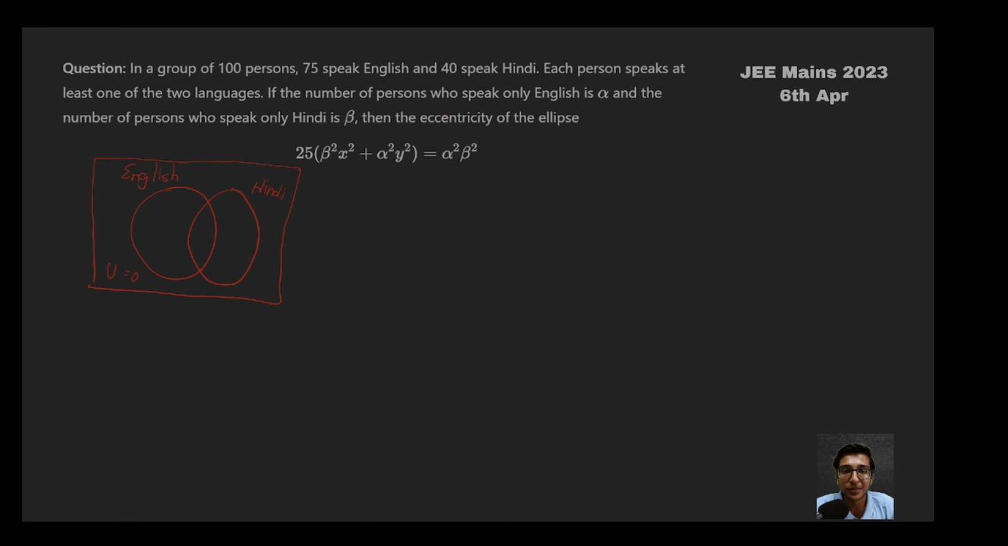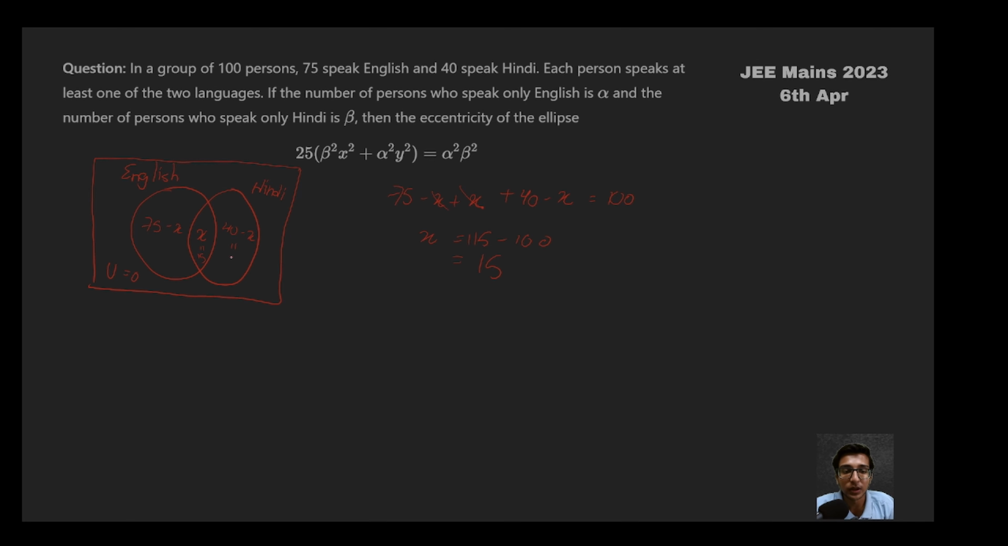Now let us assume that the number of persons who speak both Hindi and English are X. So the number of people who speak only English in this box would be 75 minus X, and those who speak only Hindi would be 40 minus X. Since nothing is outside, the sum of all three is equal to 100. That means 75 minus X plus 40 minus X is equal to 100, and from here X would be equal to 115 minus 100, which is 15. So the number of people who speak both Hindi and English are 15.